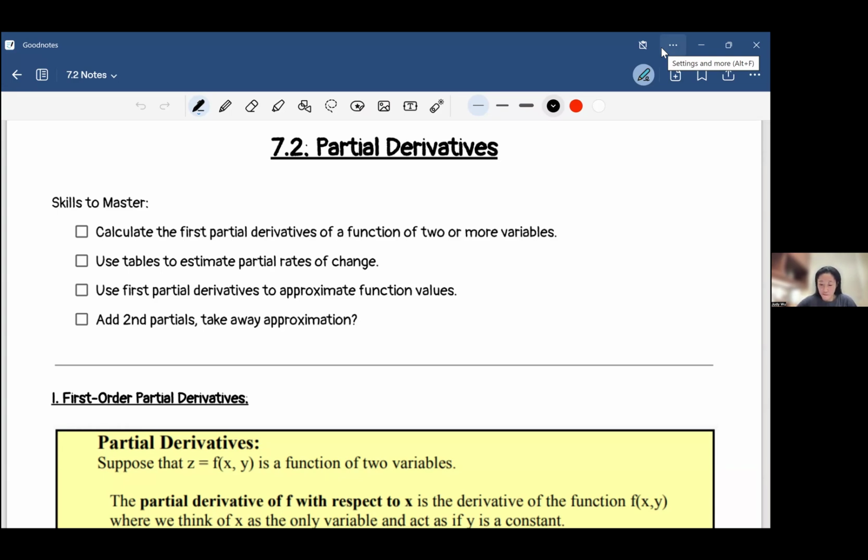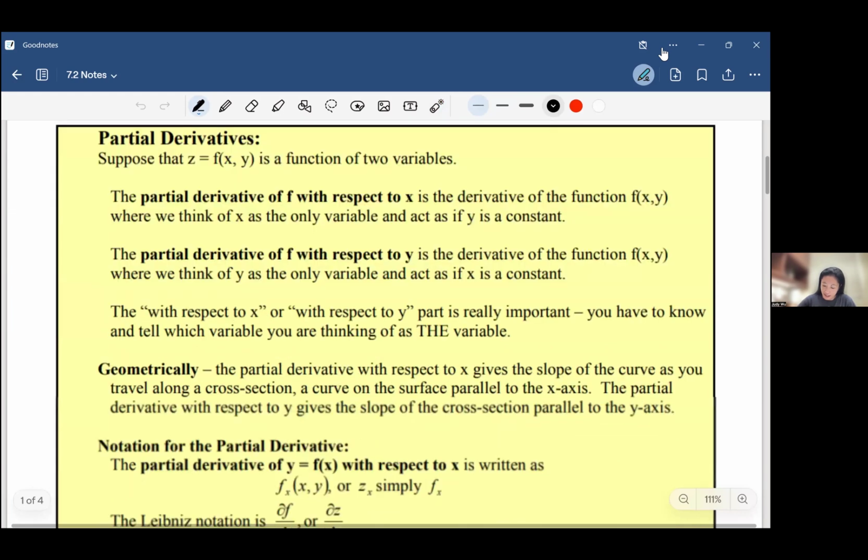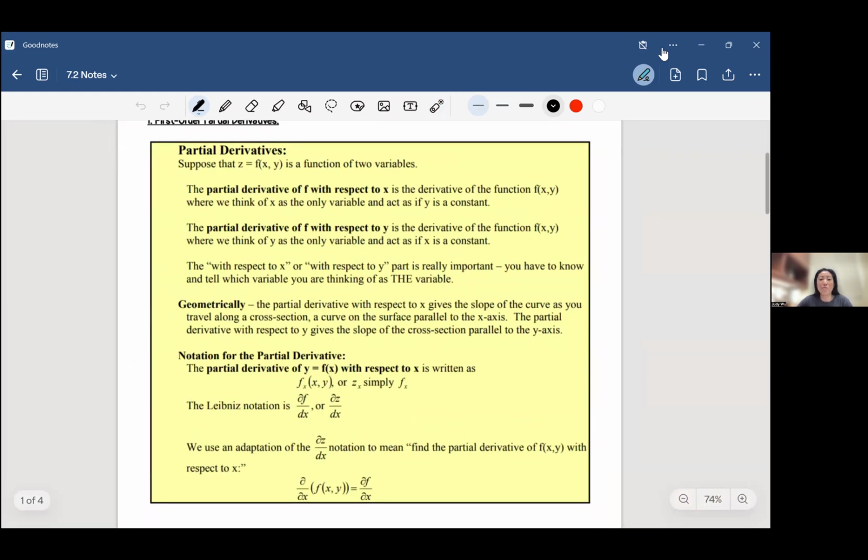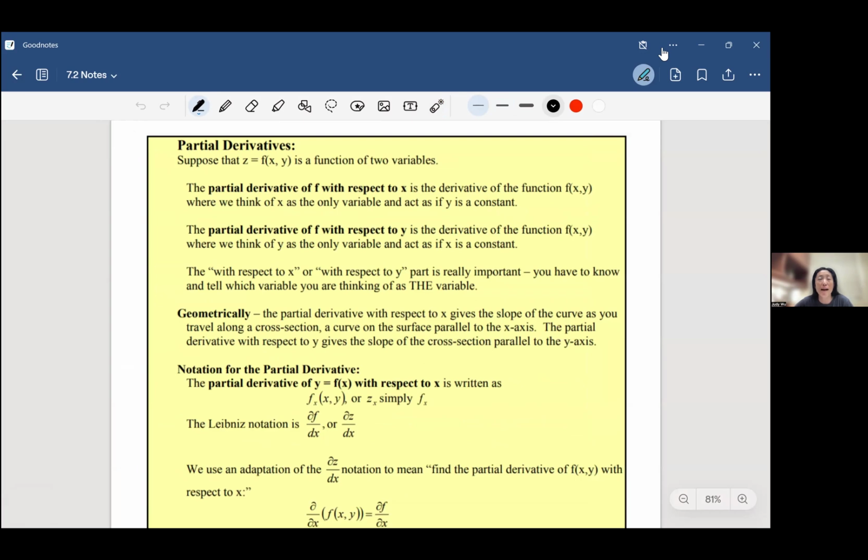All right, so 7.2, hopefully a little bit of a review from your Calc 1 classes, but we are here to remind ourselves on how to calculate partial derivatives and to use those partial derivatives in a few different ways. And we're also going to take a look at finding second partials, okay? So let's get started.